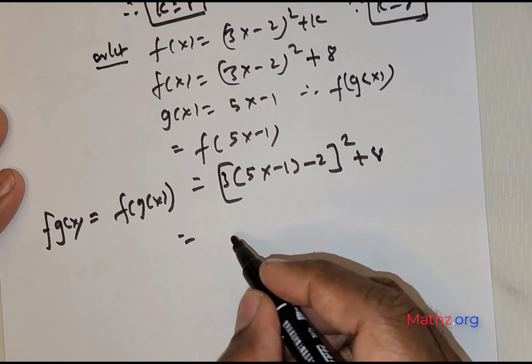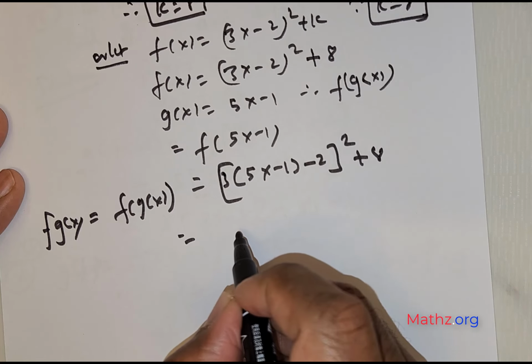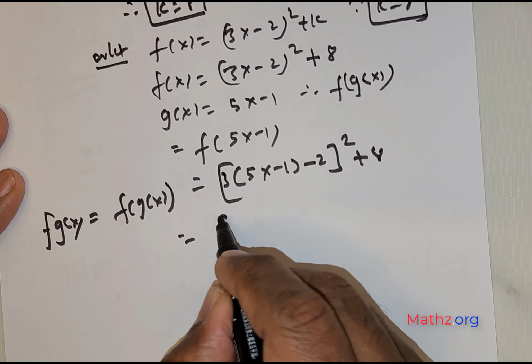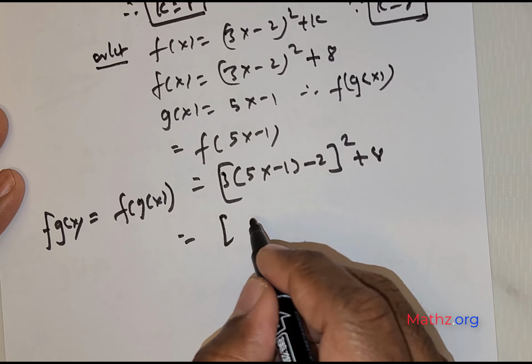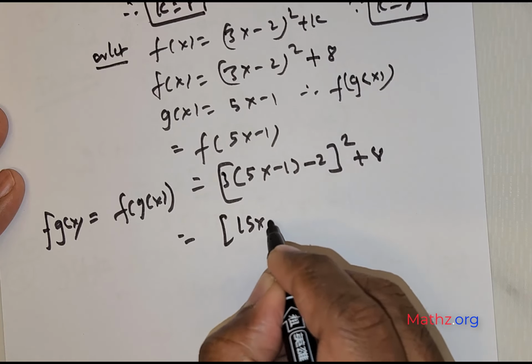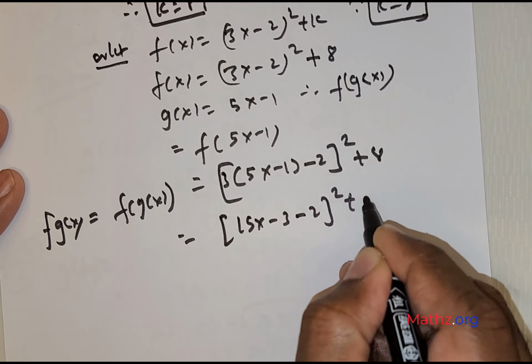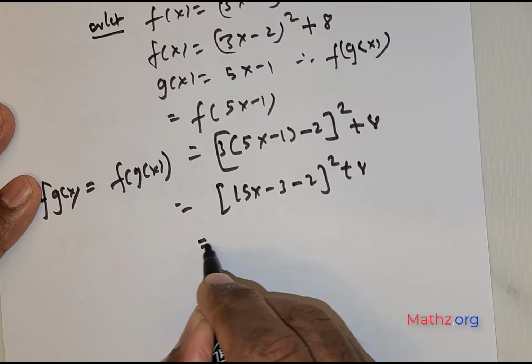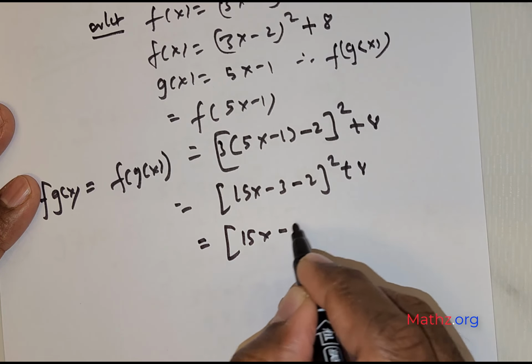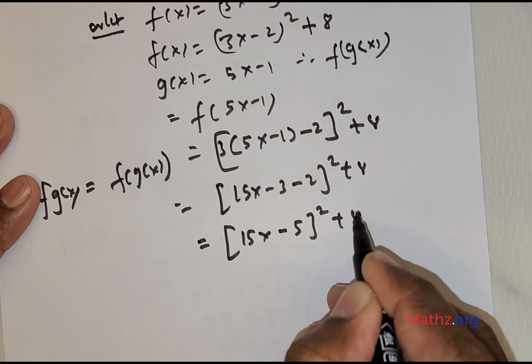So if we were to expand this, this will give us 3 times (5x is 15x, - 3 - 2) squared + 8, which is going to be (15x - 5) squared + 8.